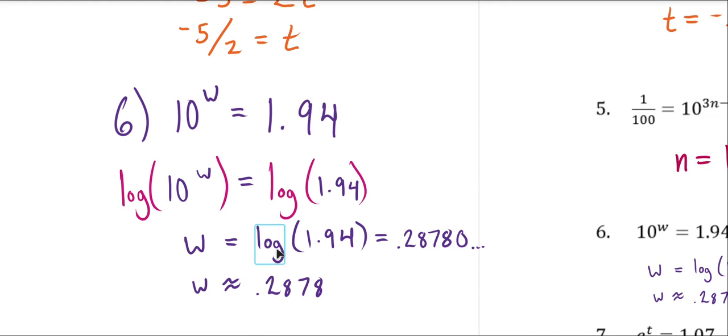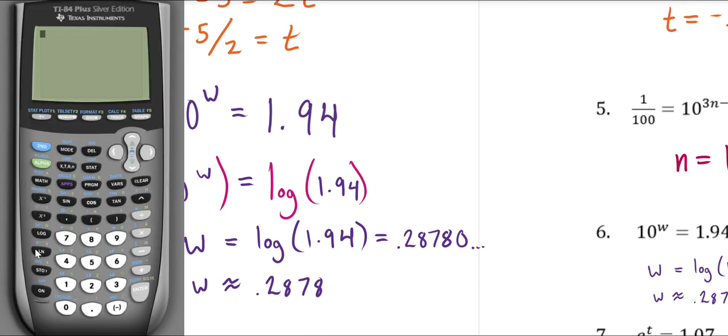On the other side, though, we have log of 1.94, which does not simplify. In fact, it's not going to be a rational number even. What we're going to need to do is evaluate this on the calculator. A calculator will give you 1.28780 and so on, and so we have this as approximately 0.2878.